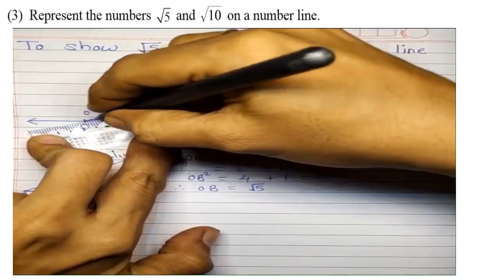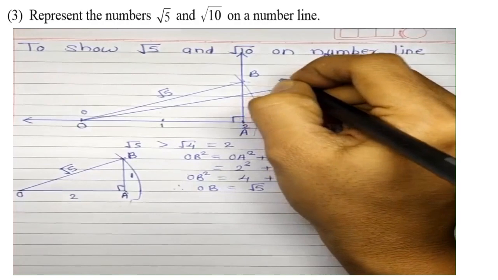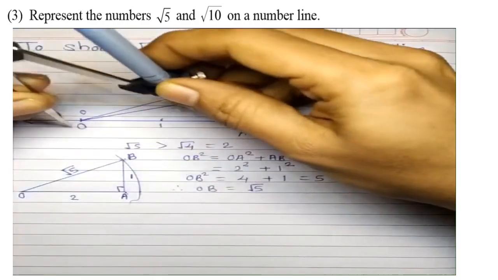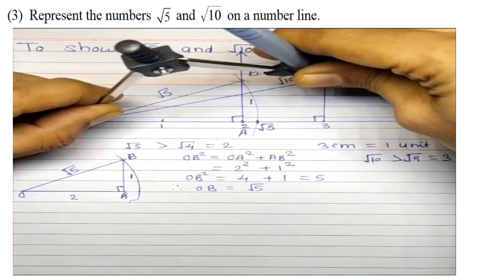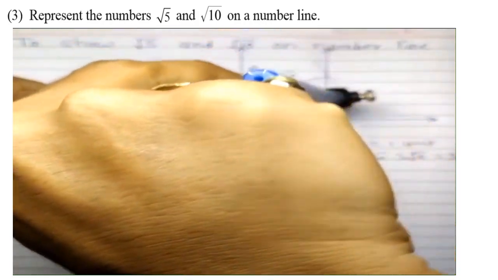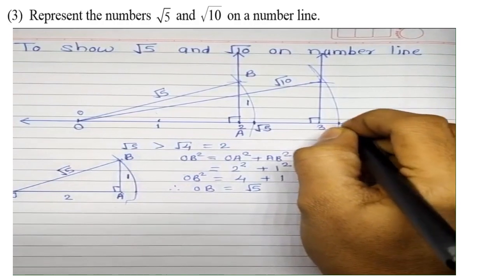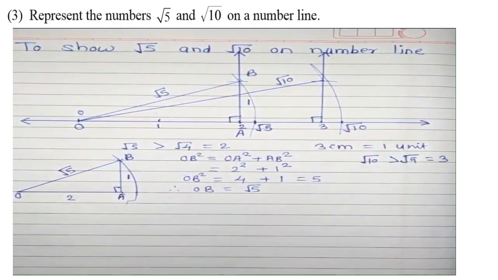This is root 10. How much is this distance? Root 10. And if I draw the arc considering O as the center up to this, then I'm going to get root 10, correct? So this is my root 10. I hope you have understood how to show root 5 and root 10 on the number line.